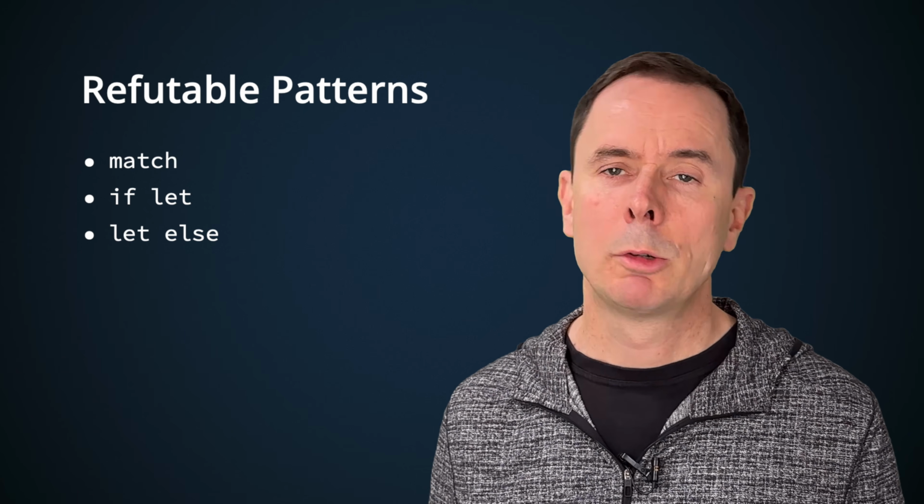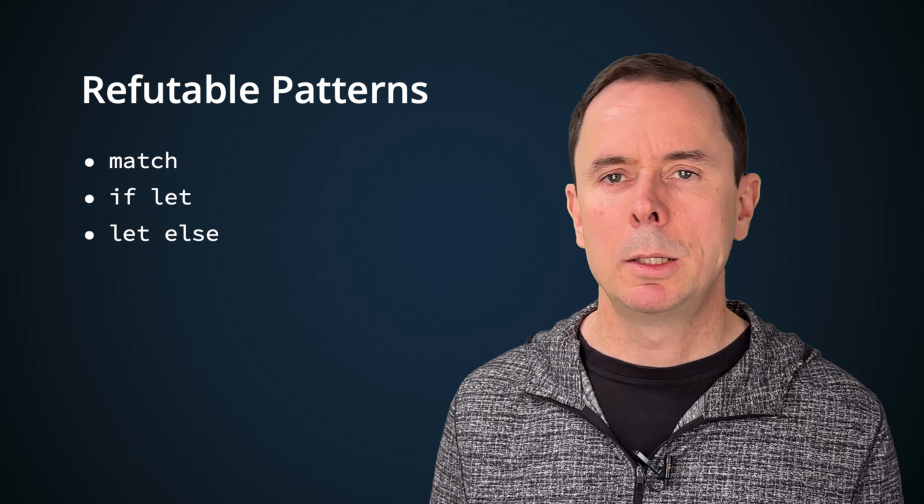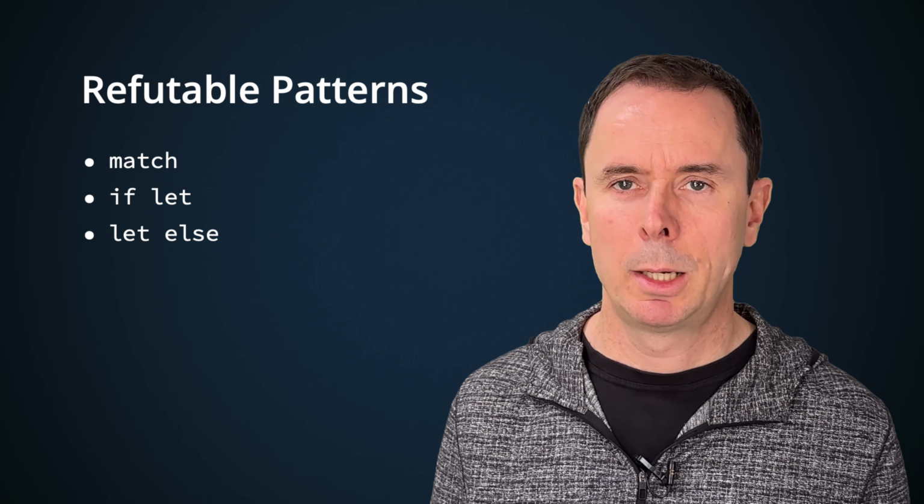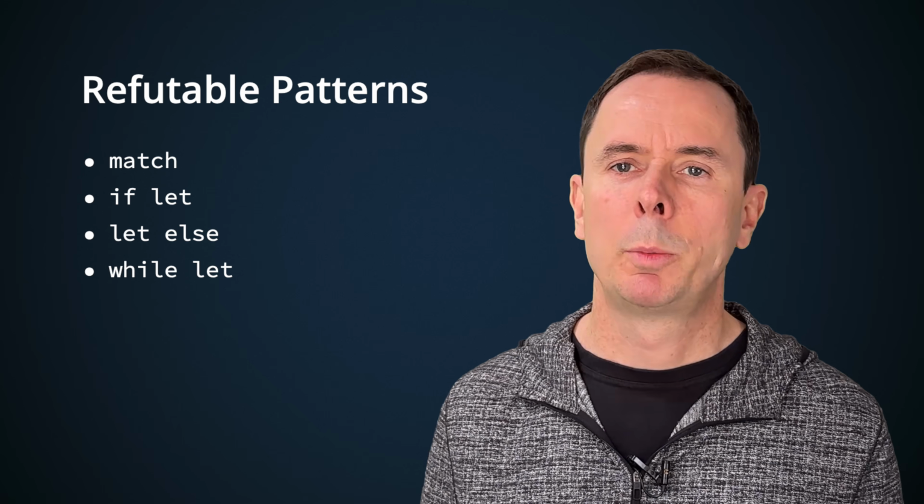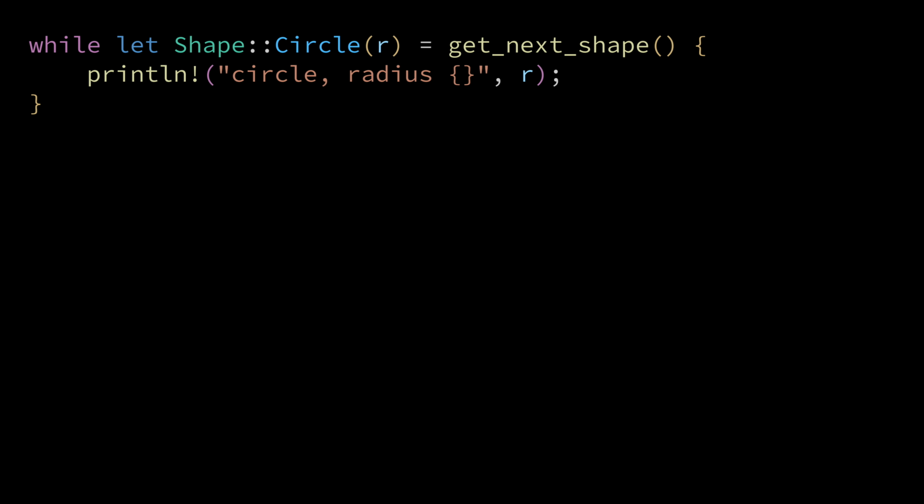So we've seen how a refutable pattern can be used as a condition with if-let and let-else. How about using a refutable pattern as a loop condition? This syntax is called while-let. So this time we sit in a loop calling getNextShape, and we'll keep looping for as long as it gives us circles. When would you use something like this?